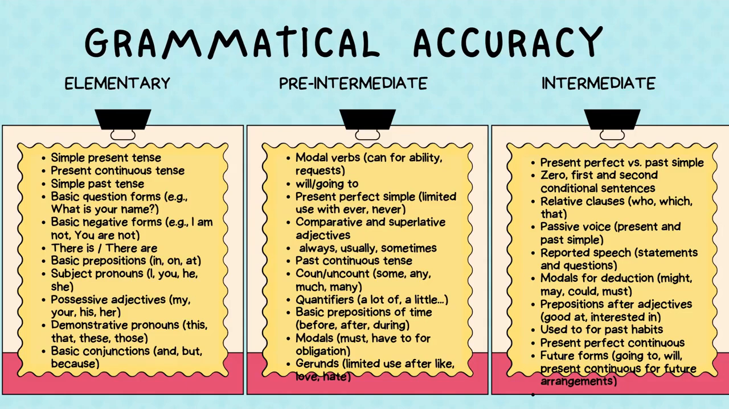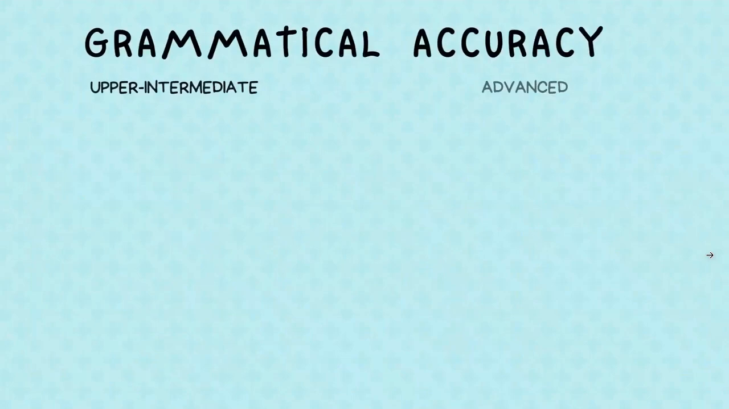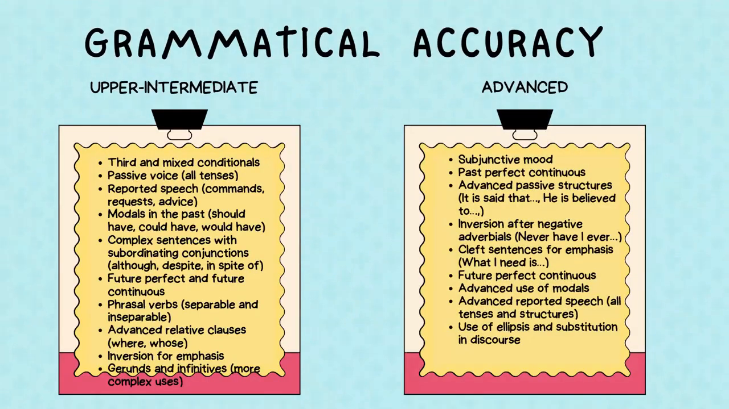Intermediate level students, this range includes present perfect versus past simple, the usage of zero, first, and second conditionals, some relative clauses, passive voice, present and past simple with passive, reported speech patterns, statements and reported questions, modals of deduction, might, may, could, must, prepositions after adjectives or dependent prepositions with some adjectives like good at, interested in, used to for past habits, present perfect continuous at the end of the level, and some future forms like differentiating between going to, will, and present continuous for future.